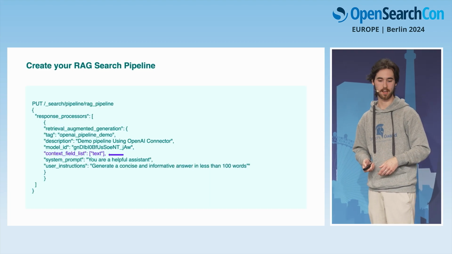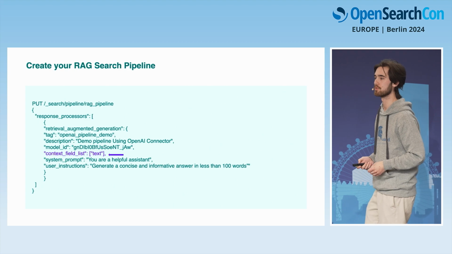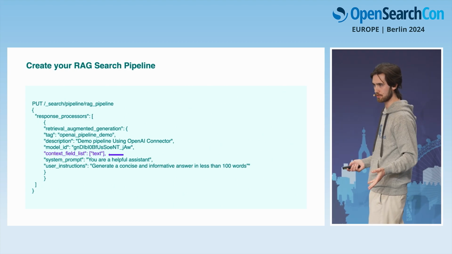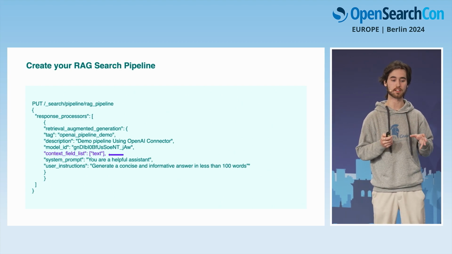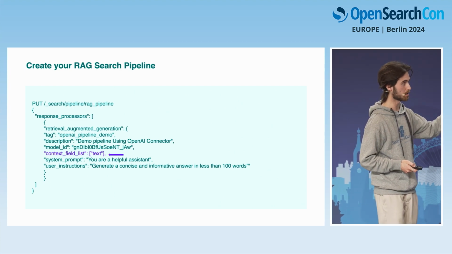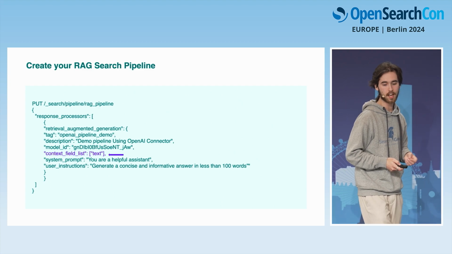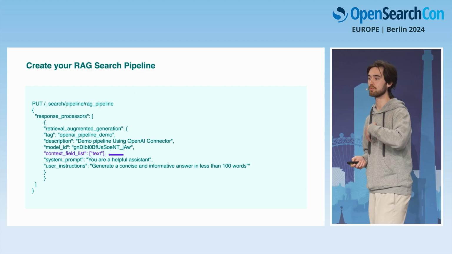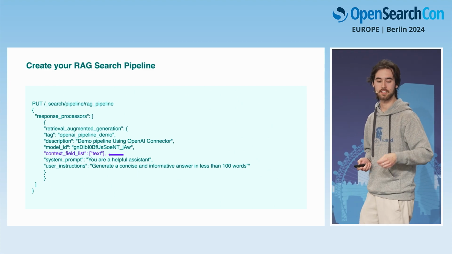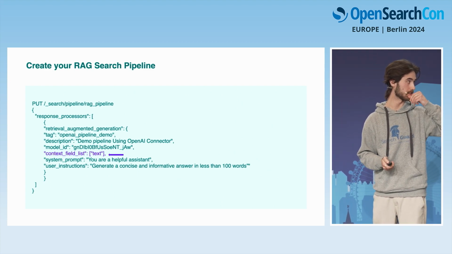So things like, you're a helpful assistant, or I want you to only give me a response in less than 100 words. That is all configured at the RAG search pipeline stage. So this is an example, once again, of what the code looks like. You put in the description, the tag, the model ID that you registered before, and in blue highlighted, this is the context field list.